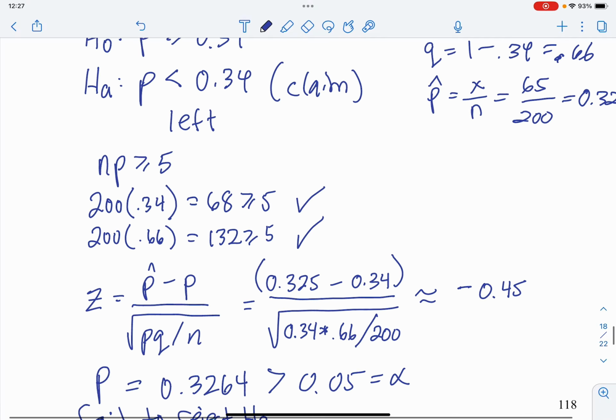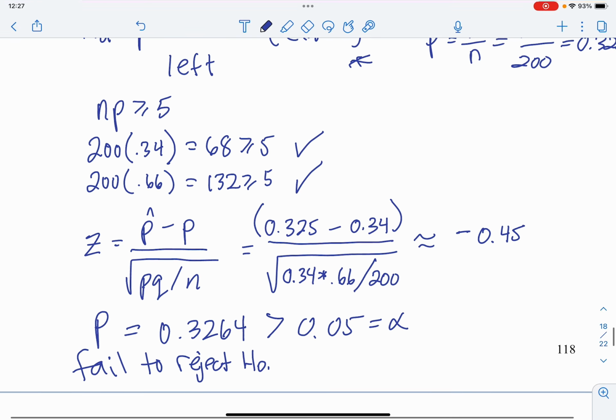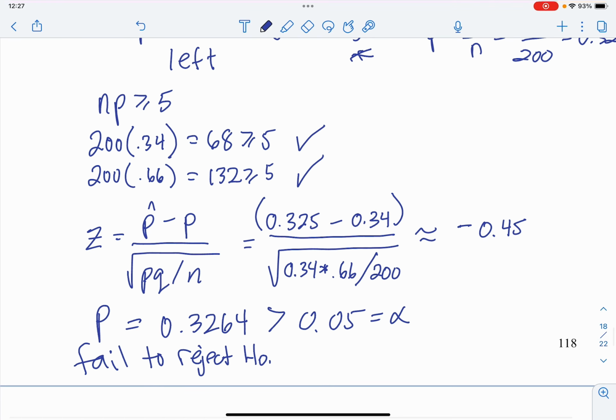HA is the claim from right there, and fail to reject H0. So fail to reject is always insufficient. And when HA is the claim, we use the word support. So that's my shorthand for the sentence, there is insufficient evidence to support the claim. And there you have it.